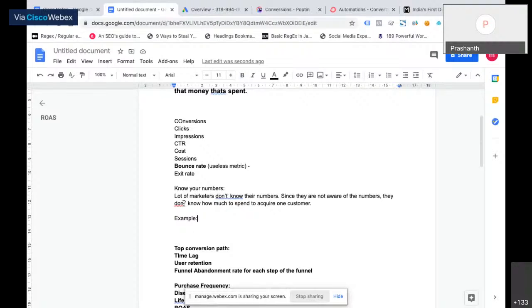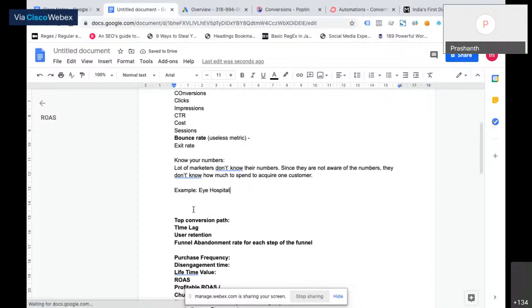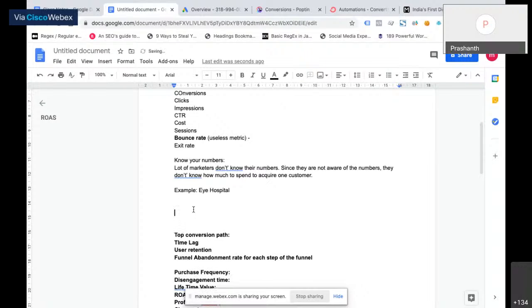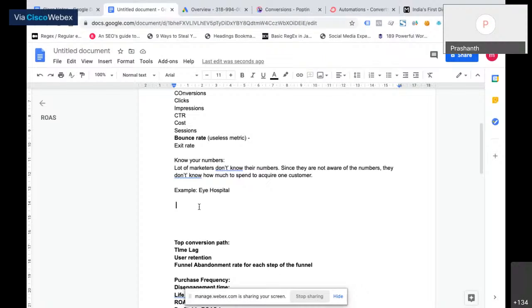They don't know how much to spend to get one customer. I'll give you one example of an eye clinic. Simple eye clinic, eye hospital, let it be. Right now, I'm not working with hospital industries. I'm working with only enterprise guys with tech solutions or banking segments. But a couple of years back, I worked with only two, three very big clients, with huge investment into ads across the country. So, eye hospital. I was speaking to the doctor. I asked him, how much do you want to spend to get one customer?